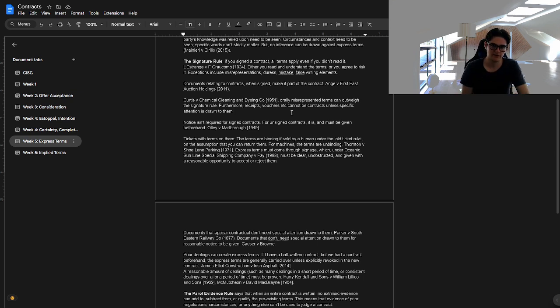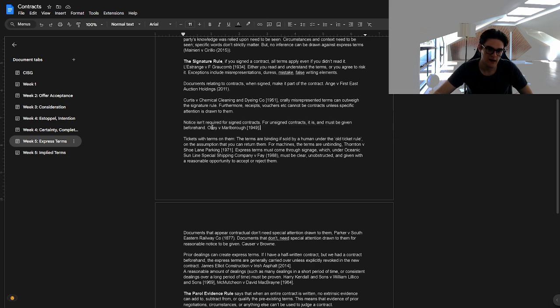If you do want it to be a contract though, then you have to say to the customer, "Hey, just so you know, when you sign this, you're agreeing to X, Y, and Z terms." There has to be specific attention drawn to them, otherwise it's not enforceable. Yeah, that's what that means. Notice isn't required for signed contracts. For unsigned contracts, it is and must be given beforehand.